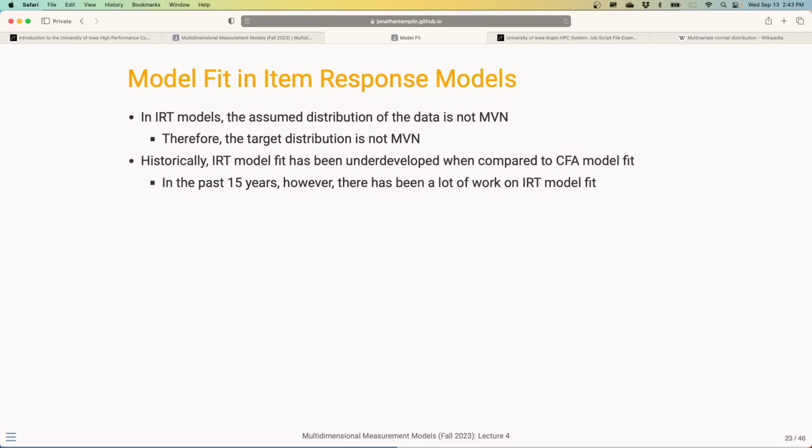So, second, I will also say that model fit in IRT has been underdeveloped research-wise. That doesn't mean it's not been studied, but if you look at the proliferation of model fit in CFA, particularly in the 1980s, and you look at what happened to IRT about the same time, not nearly as much, right? But in the last 15 years, there's been a lot of work on IRT model fit.